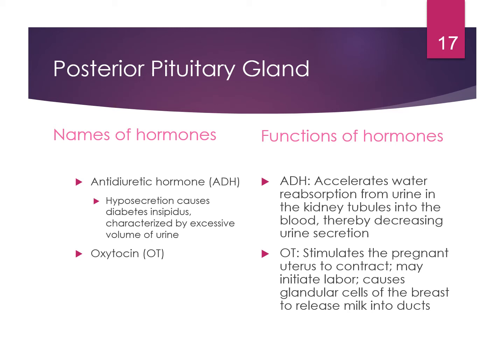Now, when we're talking about the posterior pituitary gland, the hypothalamus has secretory cells within itself that secrete these two hormones. And then these hormones are delivered via long axons that protrude into the posterior pituitary.